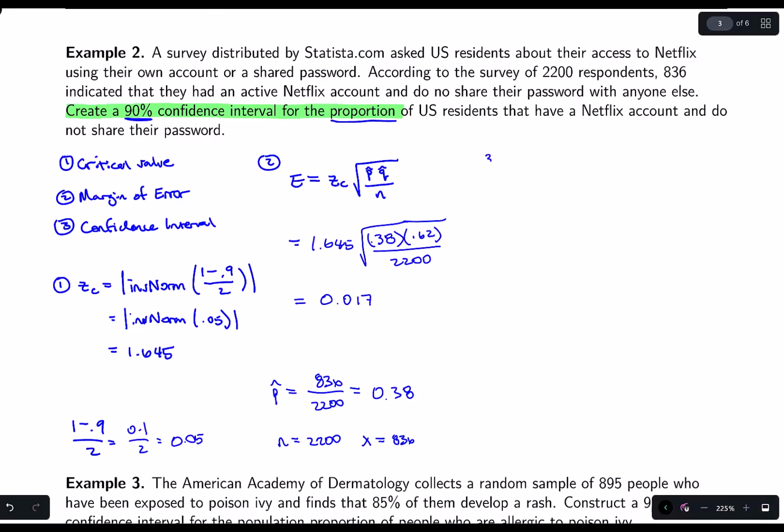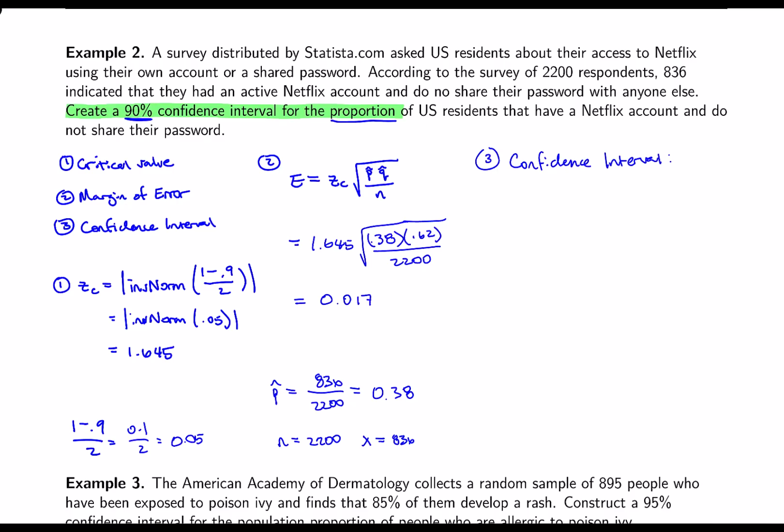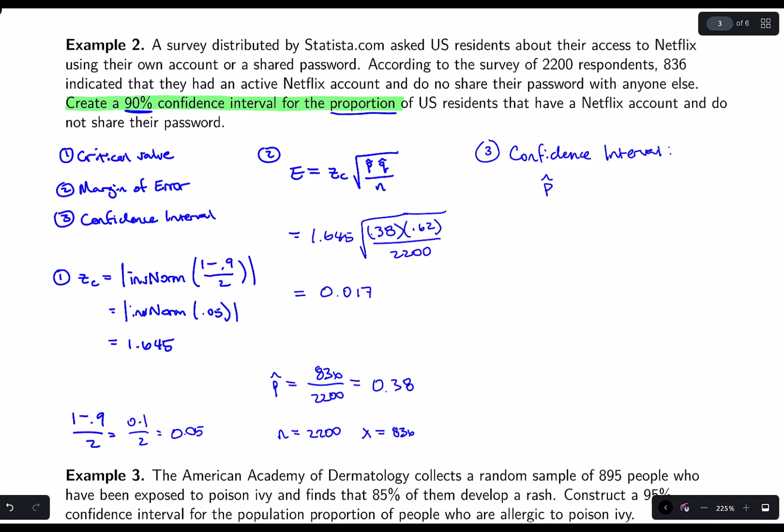So then our last step here is to come up with our confidence interval. And our confidence interval, the way we construct this, is always basically the same. It's whatever our point estimate is, and our point estimate changes here because we're dealing with proportions. So it's not a mean, it's the percent out of the sample that favors the event, plus or minus that margin of error, which we just got from step 2. So p hat is 0.38. The margin of error is 0.017.